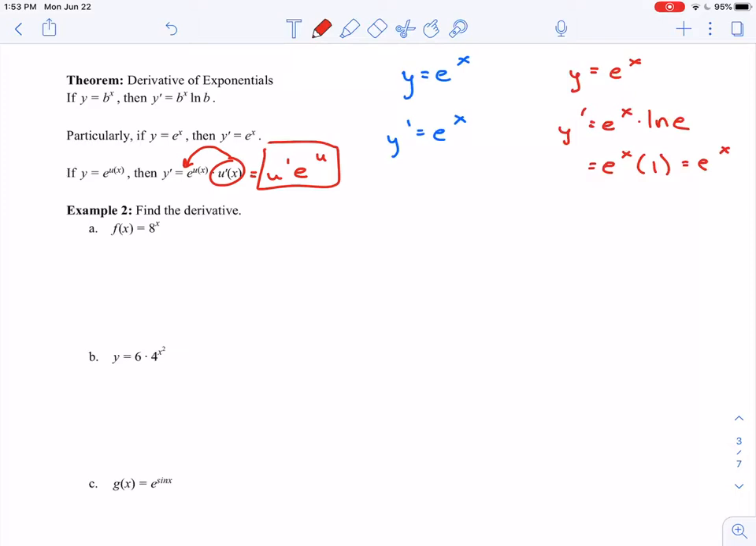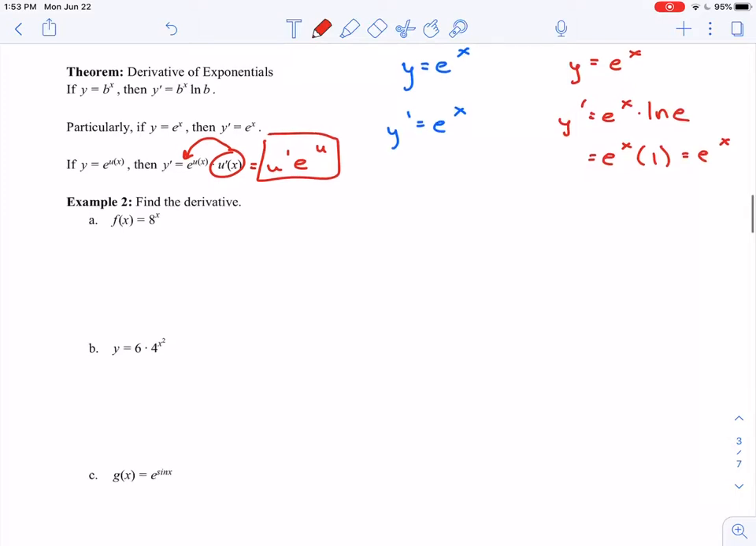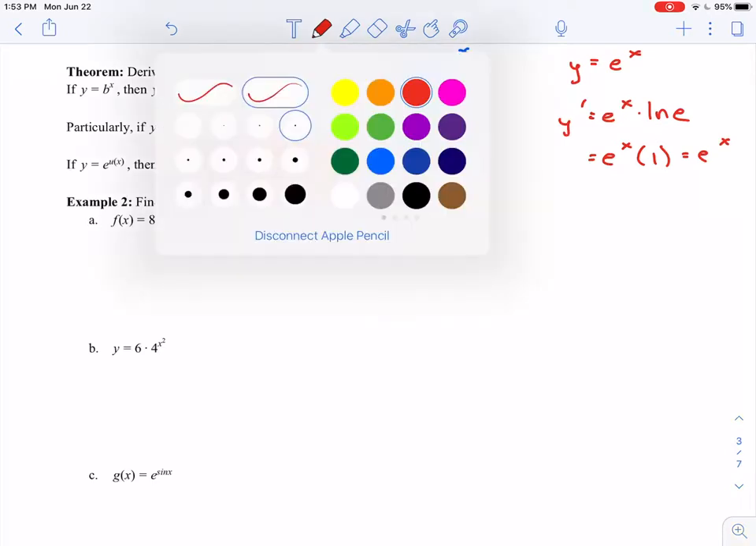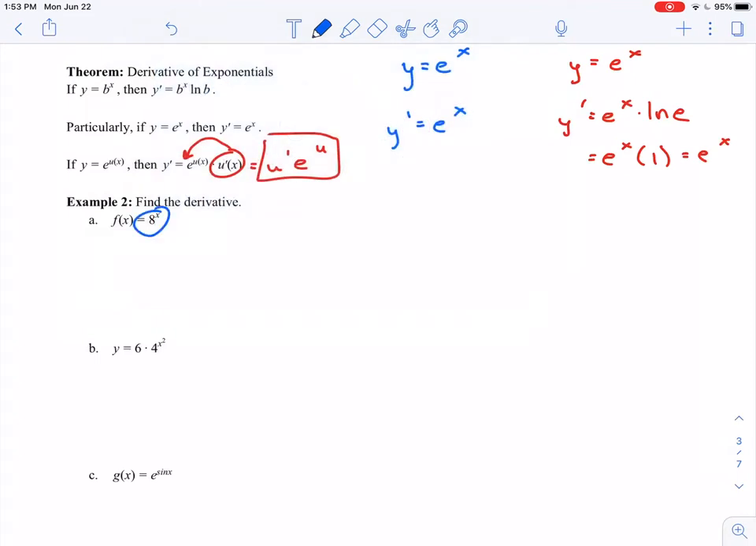So let's look at some examples here. First up, I've got f of x equals 8 to the x. You'll want to make sure that you notice, first of all, hey, I have this exponential function, but check out the base. The base is 8 here. The base is different than e.